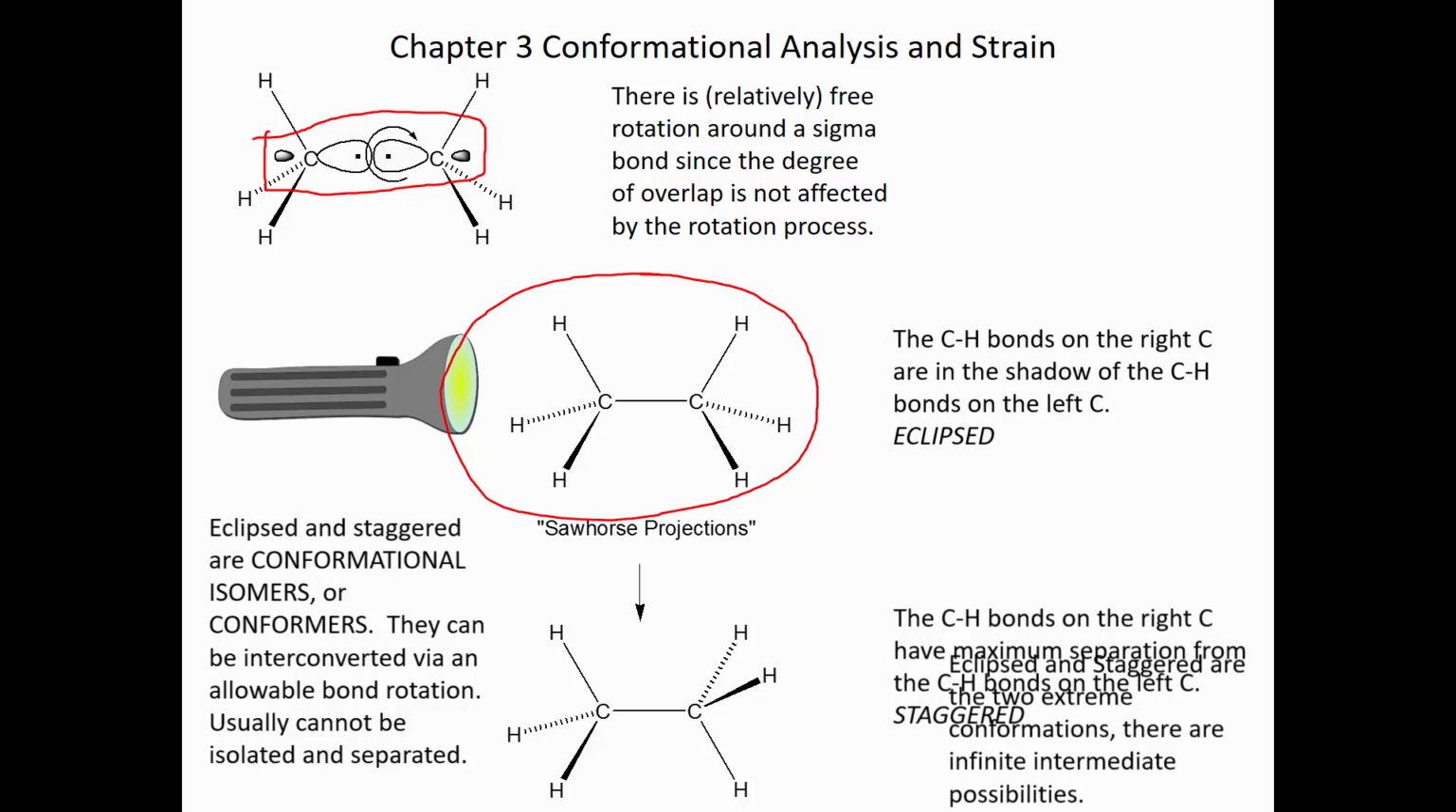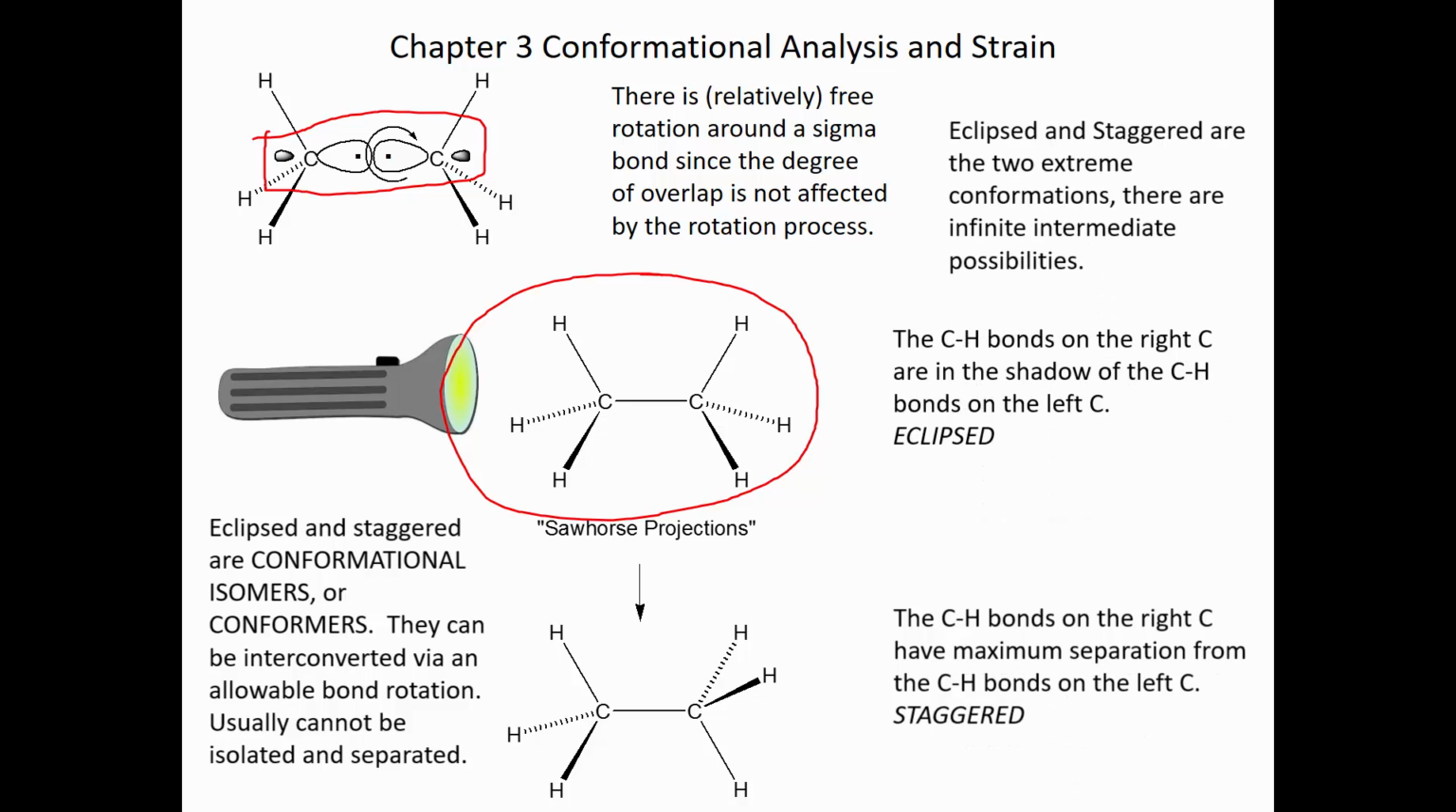I'd just like to note here that there really are an infinite number of conformations for ethane. Eclipsed and staggered are just the two extremes. Eclipsed is as close as the CHs can possibly be, staggered as far apart as the adjacent CHs can possibly get.